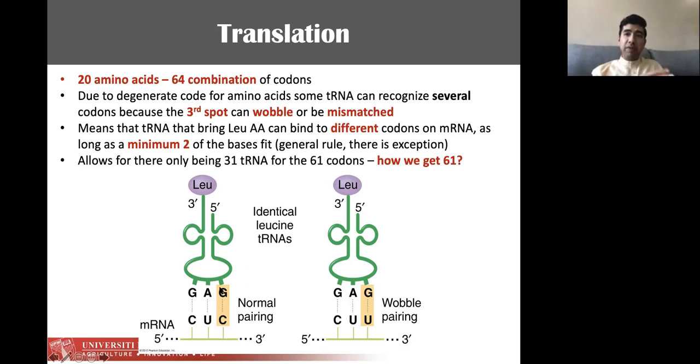Because if you have learned up until now, when it comes to DNA structures, replication of DNA, transcription, all of that, we're talking about specificity. A must always be together with T. G must always be together with C. But why, in terms of this, can it have wobble pairing?